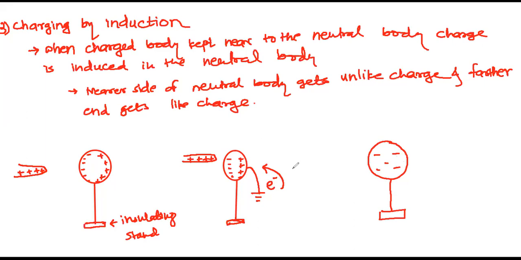So what we did here: initially we had a neutral body. By bringing a positively charged body near to it, what happened? This one is the nearer end and this one is the further end. The nearer end gets opposite charge, unlike charge, and the further end gets like charge. Then we ground it, so electrons will come and the positive charges will mix with them to become neutralized, and hence a negatively charged body is formed by the method of induction.